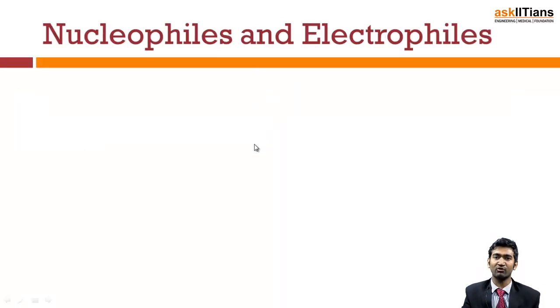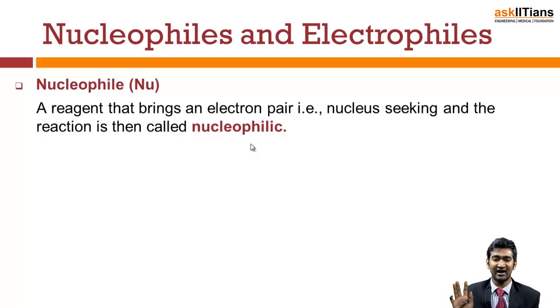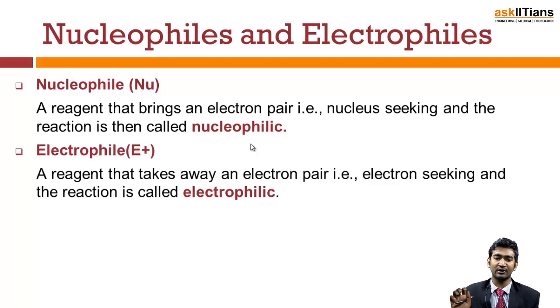Then come the nucleophiles and the electrophiles. A nucleophile, I'll give you a very simple definition, is any species which has a negative charge on it. A species that brings an electron pair, nucleus seeking, is a nucleophile. So these have a negative charge over them, and an electrophile has a positive charge over it.